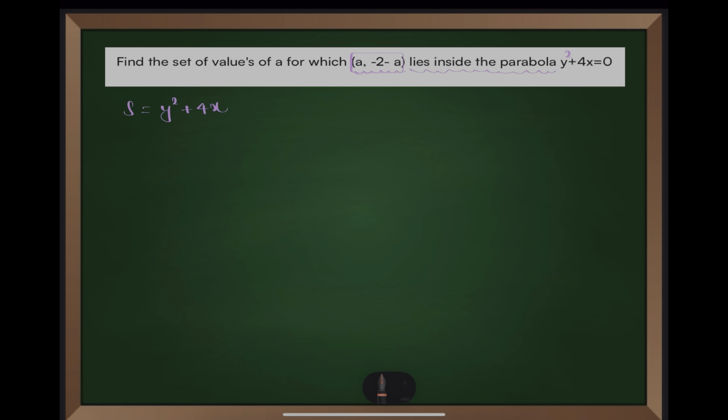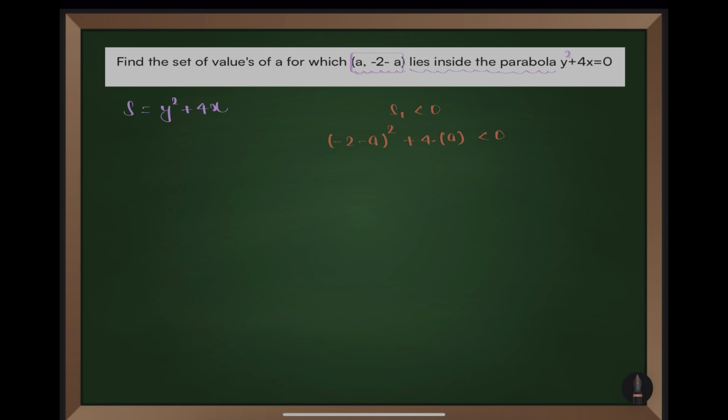So for inside, S1 should be smaller than 0, means point substitution should be smaller than 0. So in place of y, just substitute minus 2 minus a whole square plus 4 times x is a, smaller than 0. So you have to solve this inequality. Now you know that both are minus, so you can take minus common. Minus 1 square will become plus 1 square.